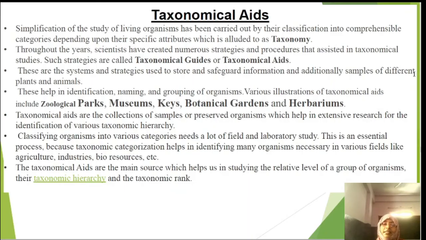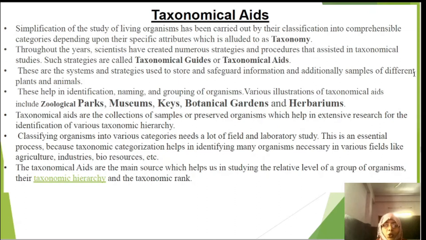What are taxonomical aids? Simply, taxonomy is the study of living organisms carried out by their classification into comprehensible categories depending upon specific attributes. In simple terms, it is studying all organisms, whether a plant or animal or any organism, through some source. Through some source is called a taxonomical aid. These taxonomical aids help an individual study all the characteristic features, classification, uses, advantages, disadvantages, merits, demerits, everything.